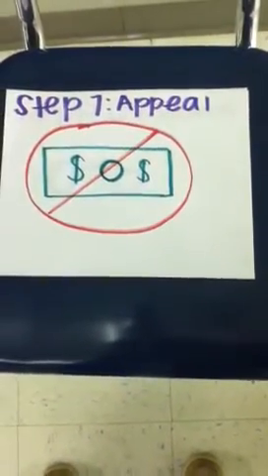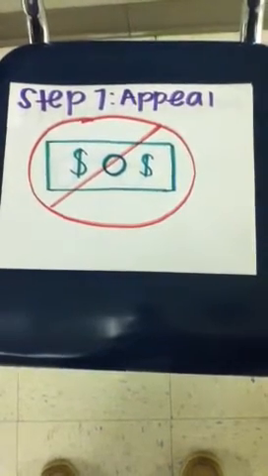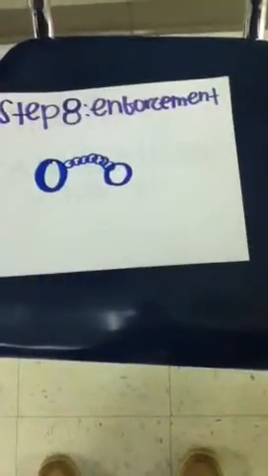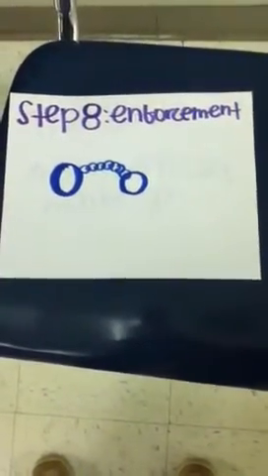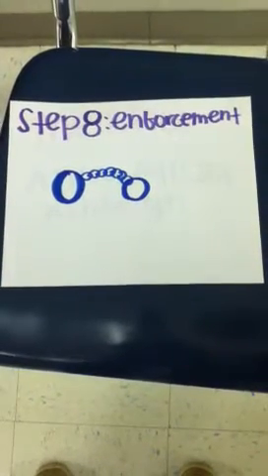Step 7, the appeal. The defendant would appeal because he doesn't want to pay for the damages because he claims he doesn't know it was someone's property. Step 8, enforcement. If the defendant does not obey the judgment, then he will be charged with a crime. Our defendant does obey the judgment.